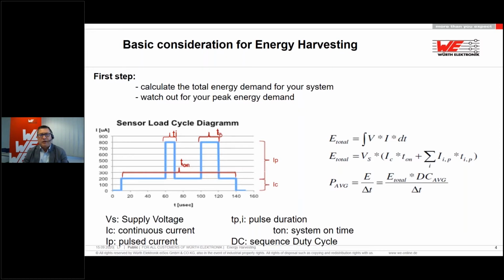I saw that many developers just take into consideration the maximum current, and they assume they always need this maximum current output for the DC-DC converter, which is not real.